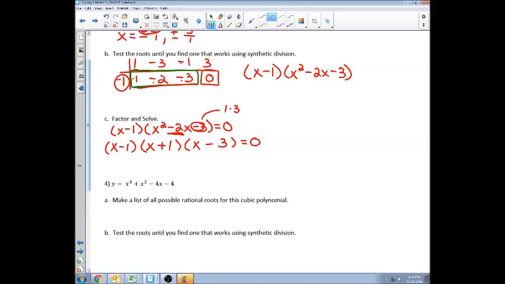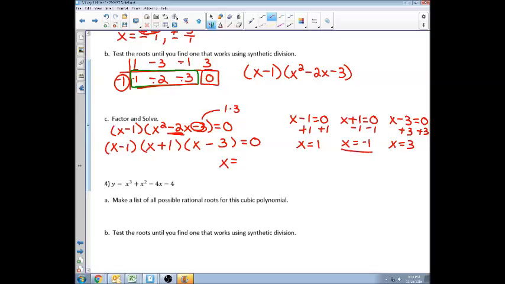I'm fully factored again, so I'll have x minus 1 equals 0, x plus 1 equals 0, and x minus 3 equals 0. Add the 1, x equals 1, subtract the 1, x equals negative 1, add the 3, x equals 3. Again, I want to write this in smallest to largest, so x equals negative 1's my smallest, 1's my next largest, and 3 is my largest.